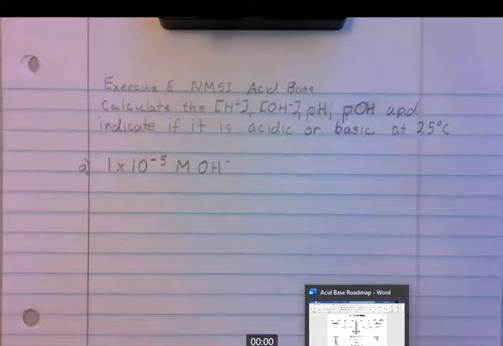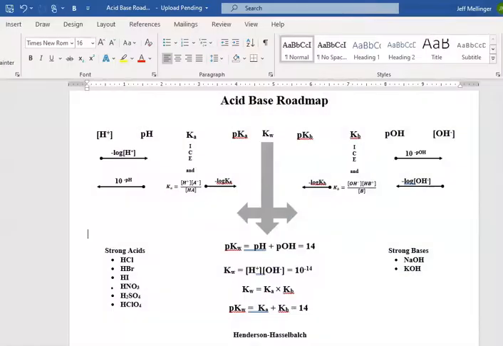Okay, so here we go. So we're at 25 degrees centigrade. We're going to go to our roadmap here, and we see that there is a relationship that connects H+ and OH. It's right here. It's the second formula down in the middle, and it says Kw equals H+ concentration times OH minus concentration, and that equals 10 to the negative 14. So we can go ahead and plug in those numbers and do that. So we're going to write H+ concentration, which is what we're trying to find.